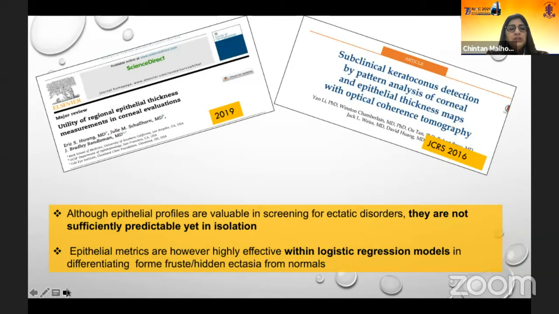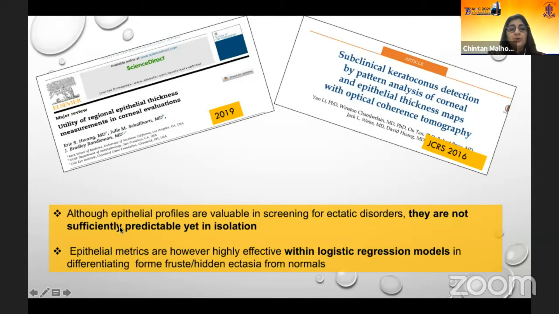Now, what the literature says is that although epithelial profiles are valuable in screening for ectatic disorders, they are not sufficiently predictive yet in isolation. And this has been my experience also. The reason is that the epithelium follows the curvature. In early cases of ectasia, it is the posterior surface which is affected and not the anterior surface. And since the epithelium follows the curvature, usually we will not be able to pick it up in most cases. In some we would.